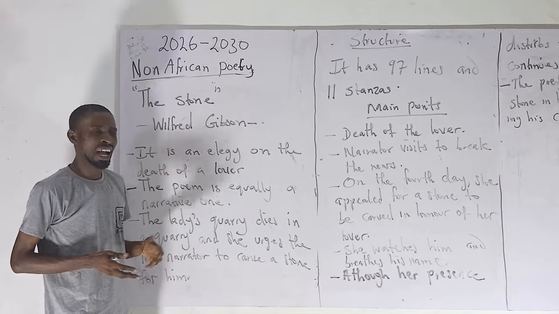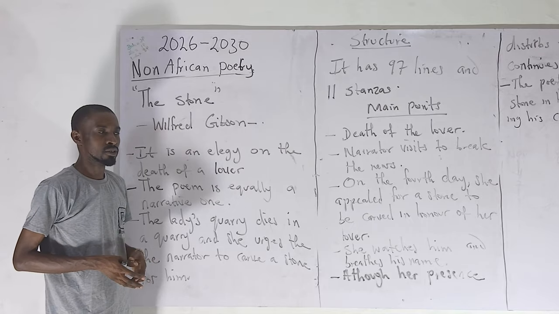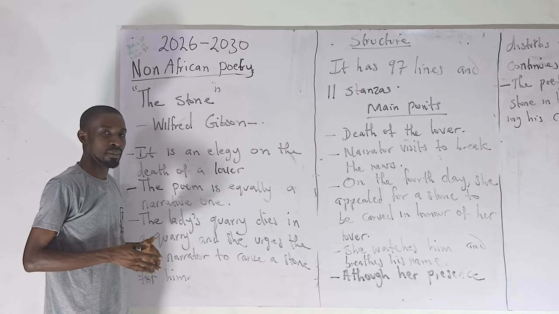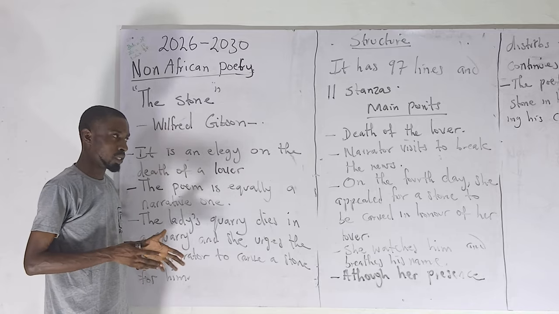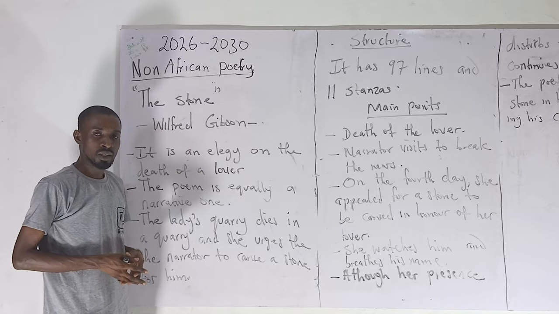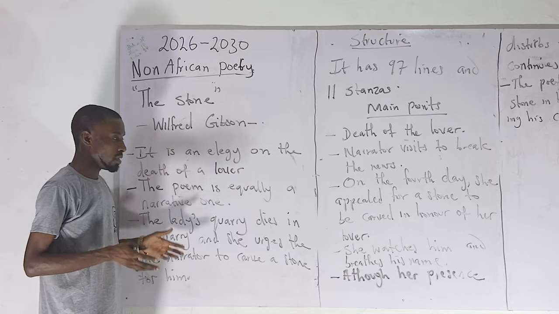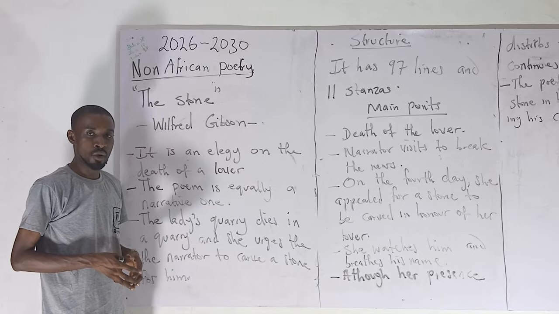So the poet also carves, as I said earlier, a stone in her name, to show that he feels concerned about the pathetic and harrowing condition witnessed by the lover in question. Yes, in our next class, we are going to be looking at the themes and, of course, the literary devices embedded in the poem.